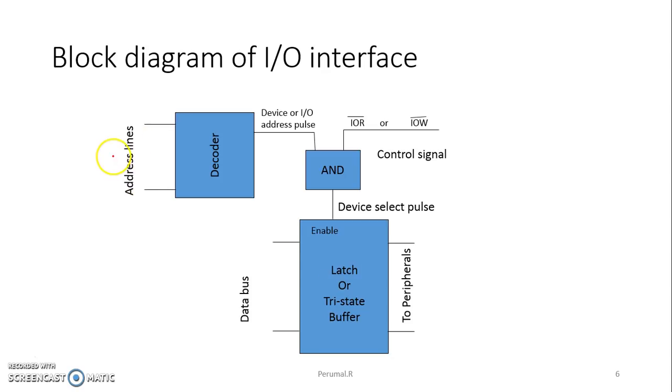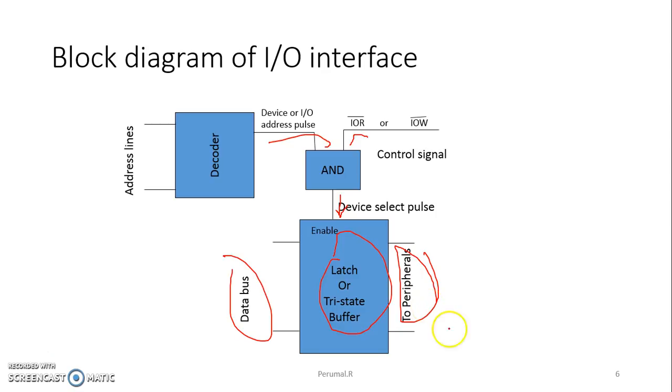What happens? The same thing. We will get the signal from the address lines and decode it. We will get a device IO pulse, combined with the IO read control signal, and we will get a device select pulse. When we enable the latch or tri-state buffer, whatever data is available from the peripherals will be moved to the data bus.